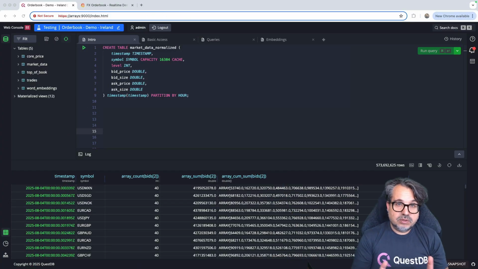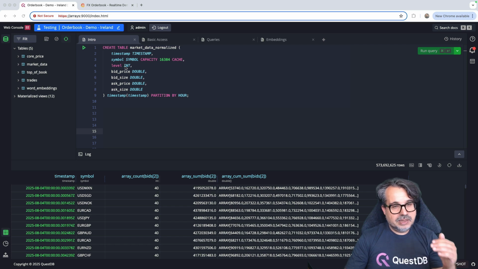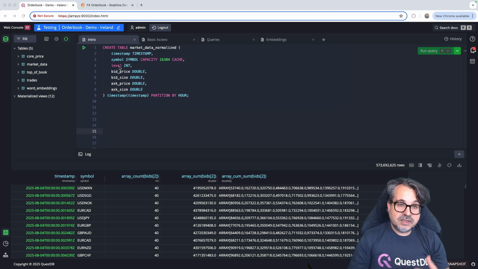A strategy to store this without arrays could be the one I have here on the screen. I could be storing the timestamp and the symbol, and which is the level, at the first level, second level, third level. You can have as many levels as you want. And then we are storing the bid price, the bid size, the ask price, and the ask size at that level, at that timestamp for that symbol. That means your queries with this strategy will need to group all the time by symbol and by timestamp, so the queries could get very cumbersome.